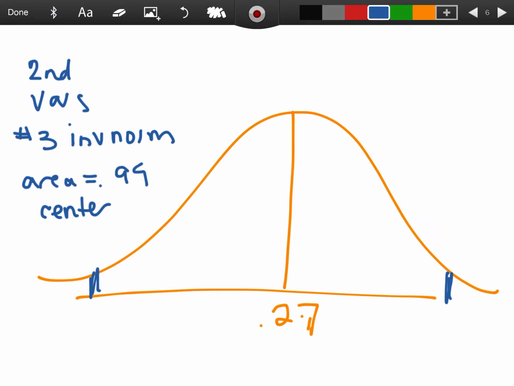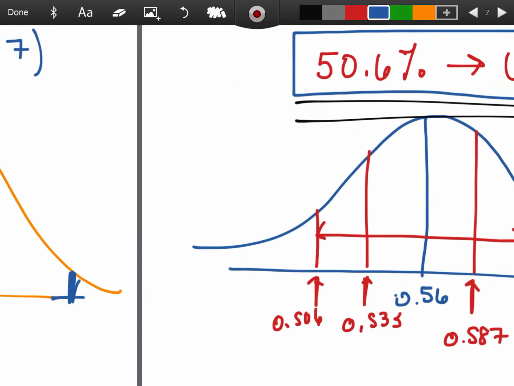So you're going to go second distribute. You're going to arrow down to number 3, which is inverse norm. You're going to type in 0.99. I'm just going to go all the way down to paste and push enter. And it gave me negative 2.57 to 2.57. So not quite 3 standard deviations above and not quite 3 standard deviations below, because that was 99.7 confident, but darn close to 3 standard deviations above or below.